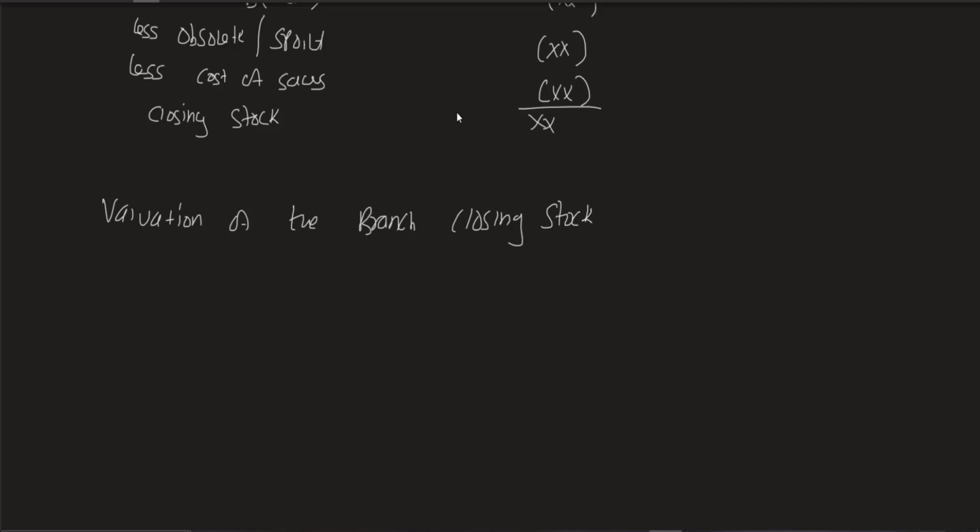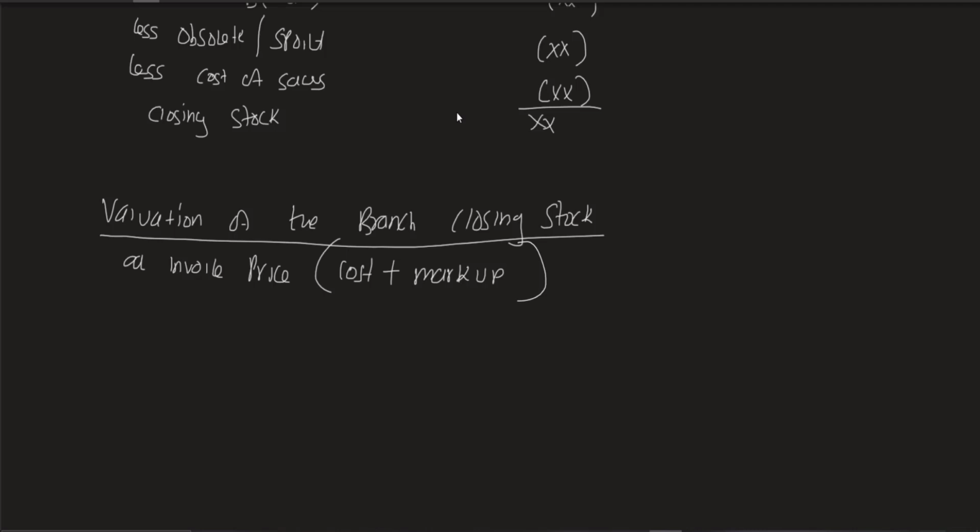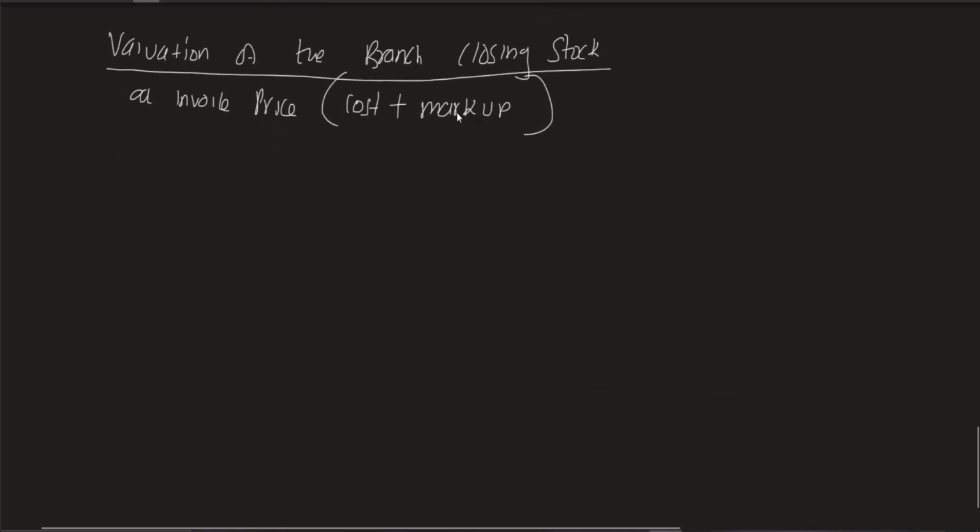Valuation of the branch closing stock. Now, remember, it should be valued at invoice price. This should be done at invoice price. And recall, I said invoice price is the cost plus the markup. So we will be taking the opening inventory.